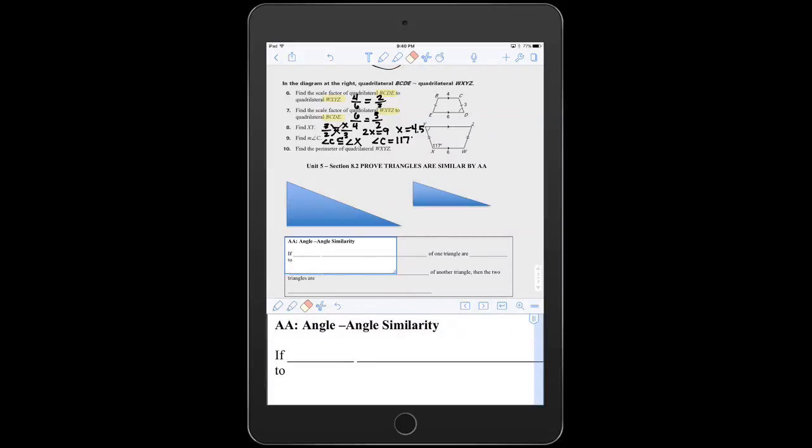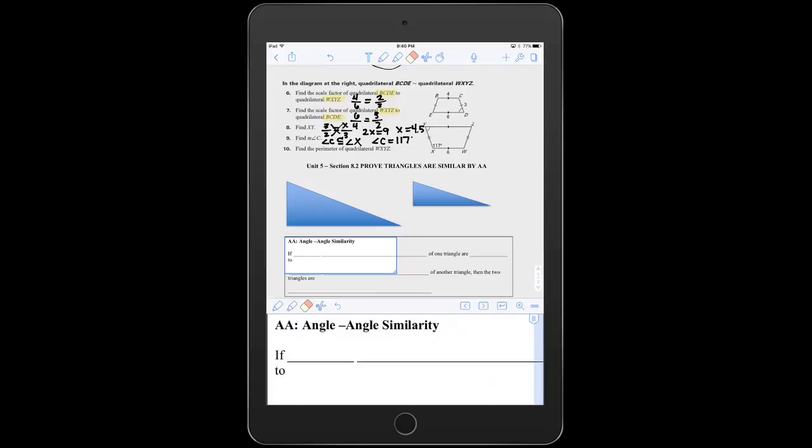Just like with congruence, we had shortcuts for proving that triangles were congruent. In similarity, we also have shortcuts for proving triangles are similar. Today we're going to talk about the AA theorem for proving triangles are similar, and AA stands for angle-angle similarity.